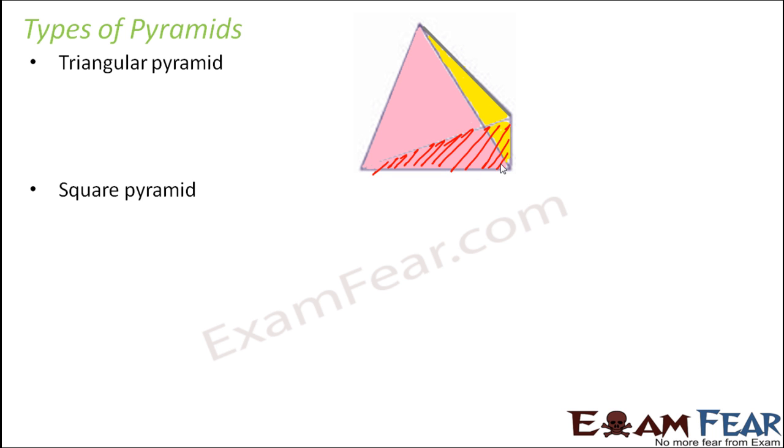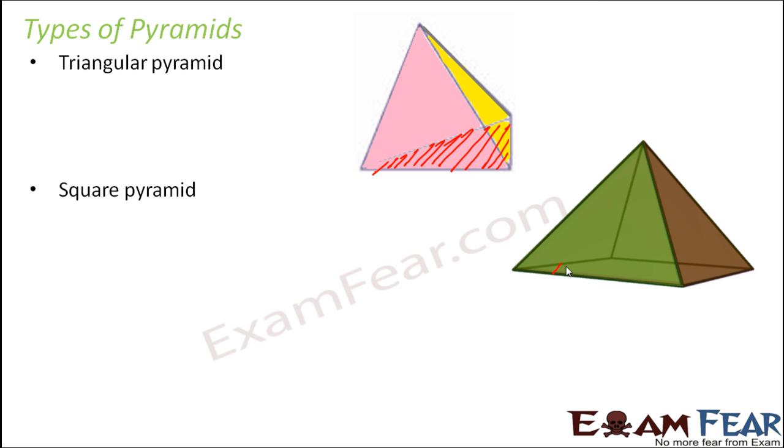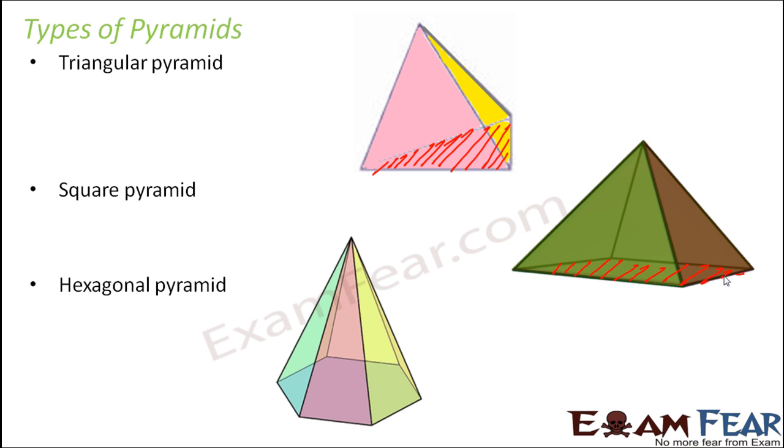If you talk about a square pyramid, that means the base of the pyramid is a square. This is the base of the pyramid and this is a square. When you view it from the top, the top view will show you the exact square. We are looking at it from the side, so we cannot see the square as it is. If you have a hexagon as the base, that makes it a hexagonal pyramid. For example, here, this is the base of the pyramid, which is a hexagon.